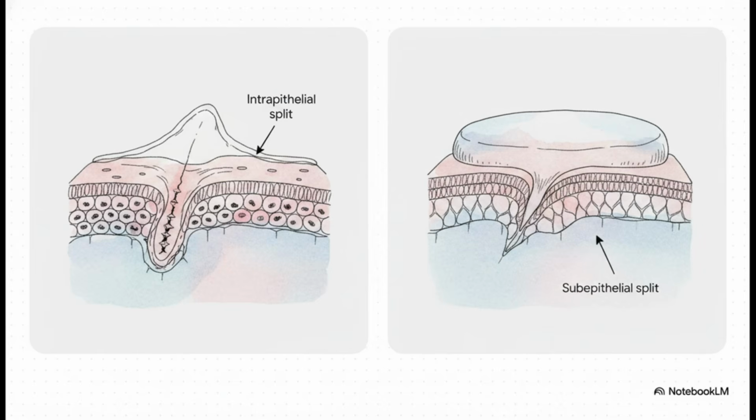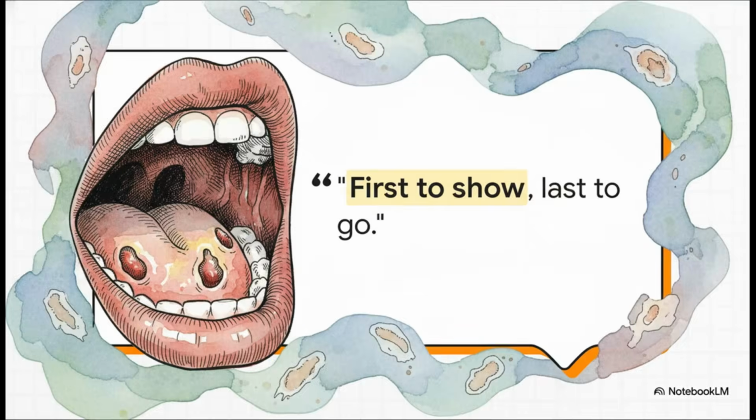In pemphigoid, the attack is on the basement membrane, the foundation holding the whole epithelium down, so the entire layer of skin lifts off. That makes for a much stronger, tenser blister that can stick around longer. And you've got to remember this clinical pearl for pemphigus vulgaris: first to show, last to go.